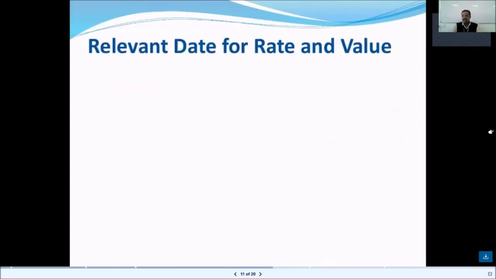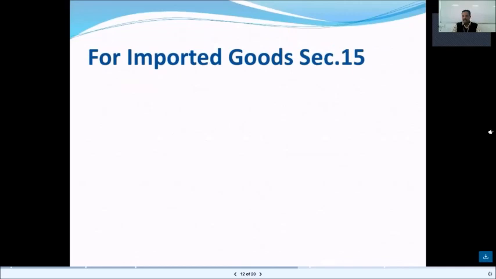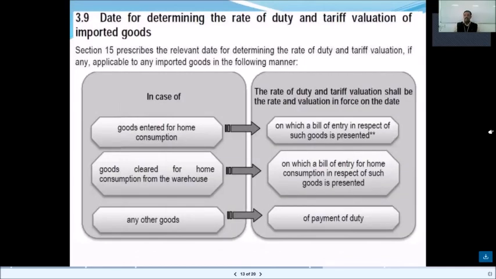Relevant date for rate and value. For imported goods under section 15, these are the relevant dates and the relevant tariffs being fixed on that particular goods. Section 15 prescribes the relevant date for determining the rate of duty and tariff valuation, if any applicable to any imported goods, in the following manner. In case of goods entered for home consumption, the rate of duty will be that in force on the date on which a bill of entry in respect of such goods is presented, subject to certain conditions.